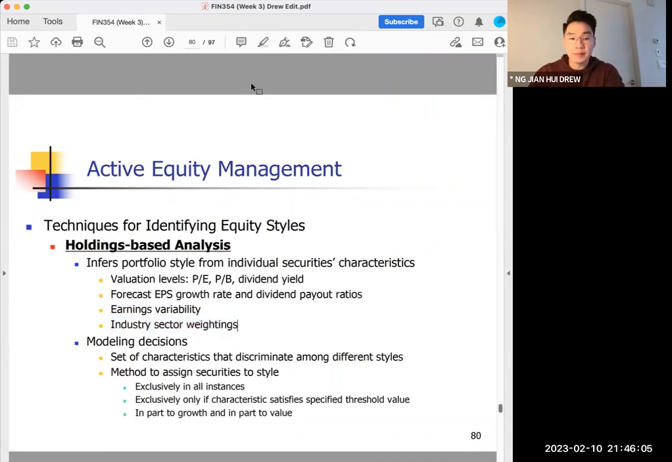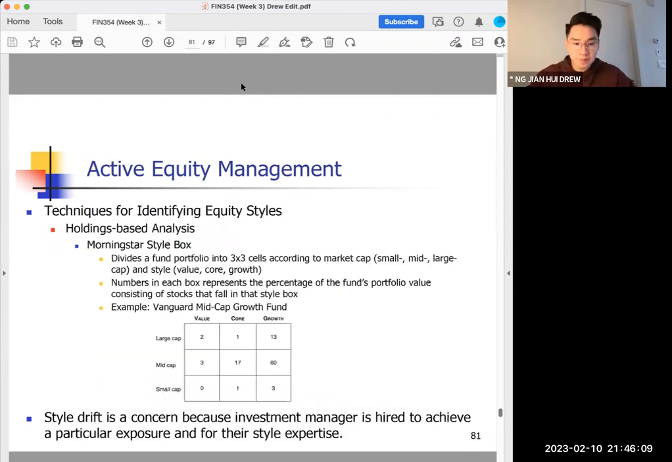All right, going to move on. So based on your holding-based analysis, what you can do is this thing. What's interesting here, right? You can read through, but what's interesting here is this thing called the Morningstar box, the style box.